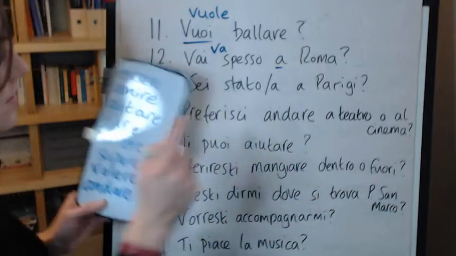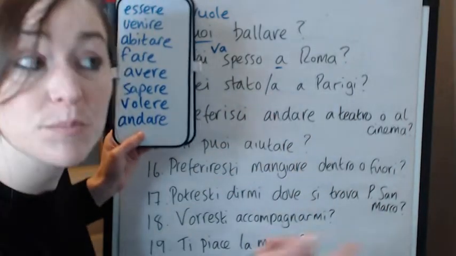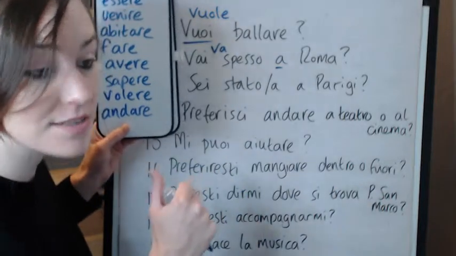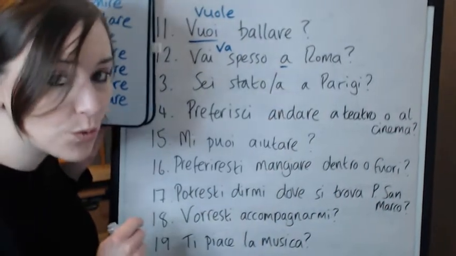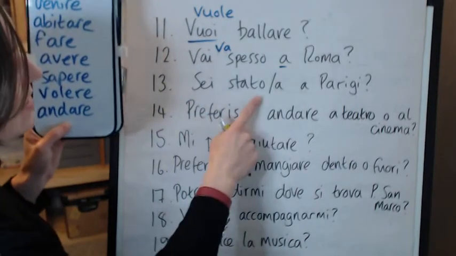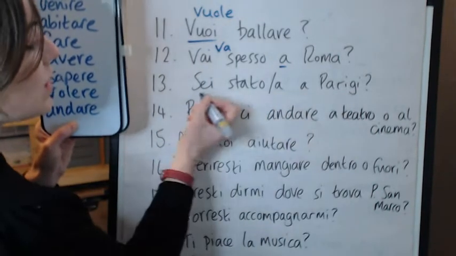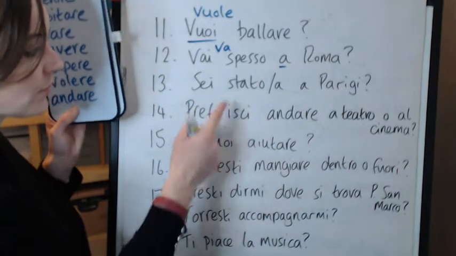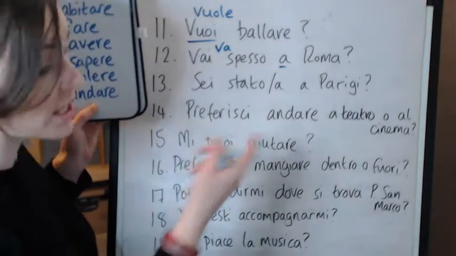Now we're back to sei stato a. Ooh, this is in the passato prossimo. This is the past tense. So in English this would be, have you been to Paris? Have you been to? So, sei stato or stata a Parigi. When you're using the verb essere or even the verb stare, they're conjugated in the same way in the past tense.